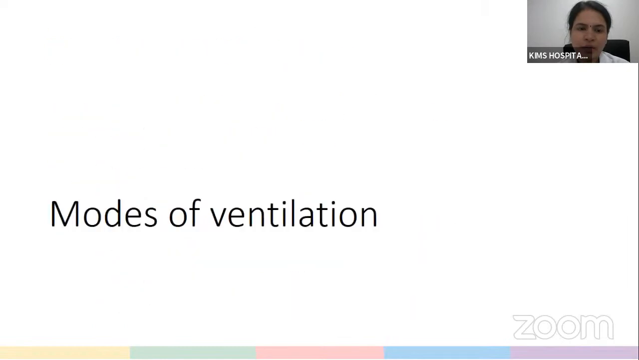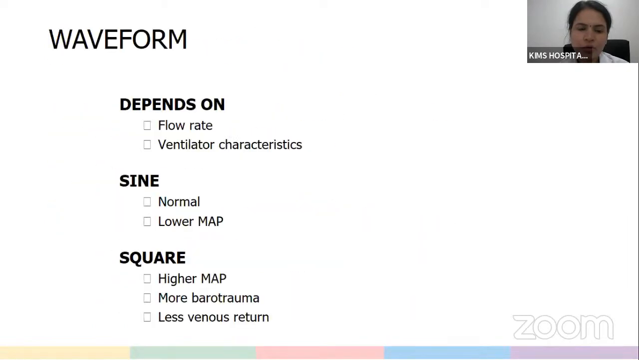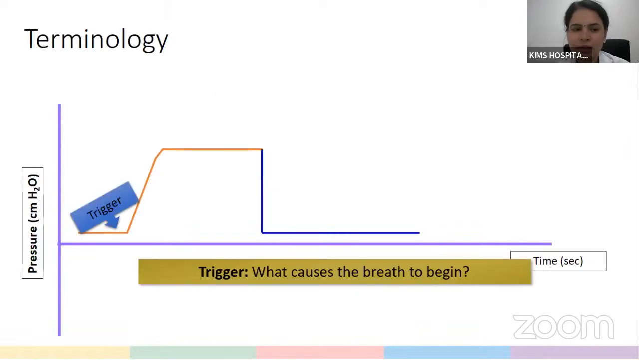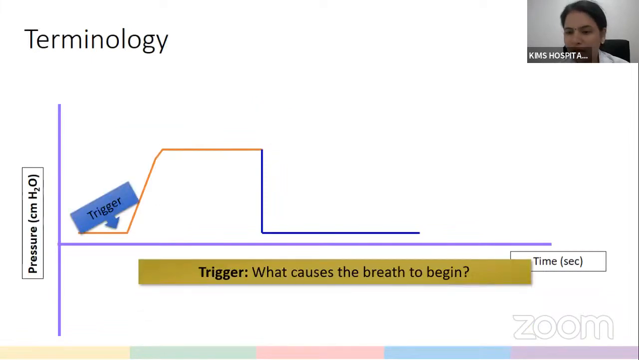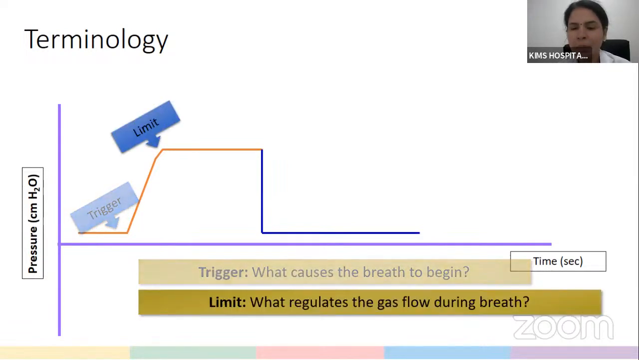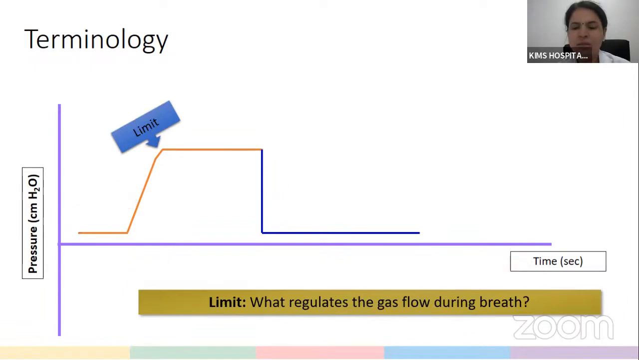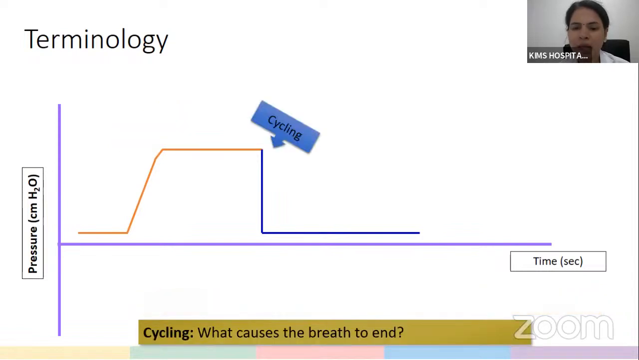We also discussed that there are different modes of ventilation, and the three primary variables that determine these modes are, number 1, the triggering variable, that is the variable that triggers the beginning of the patient's inspiration and causes the ventilator breath to begin. Number 2, the limiting or control variable. This is what regulates the maximum gas flow to the patient during every breath. And number 3, the cycling variable. This is the variable that cycles the ventilator to move from inspiration to expiration. So this is what causes the inspiration to end and expiration to begin.